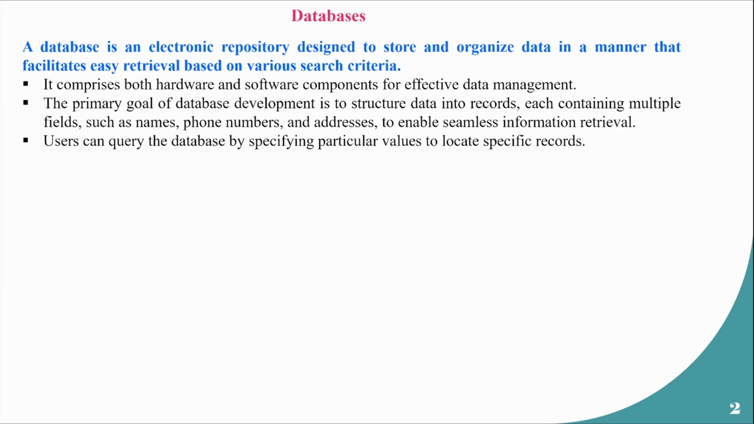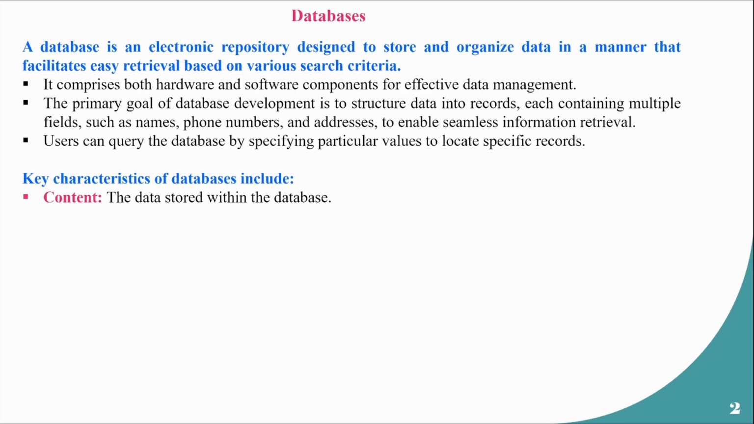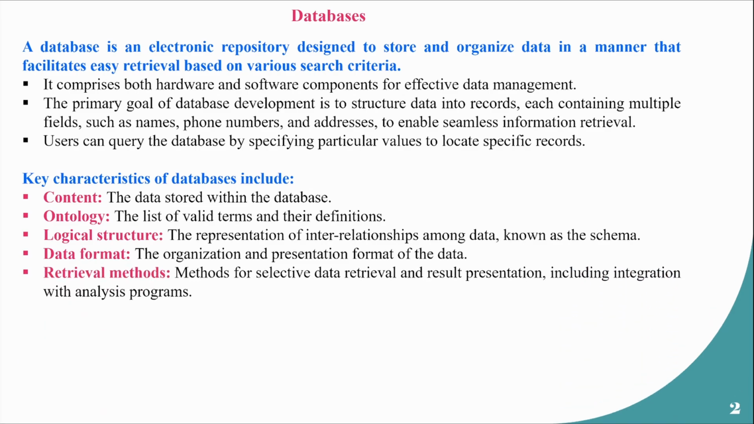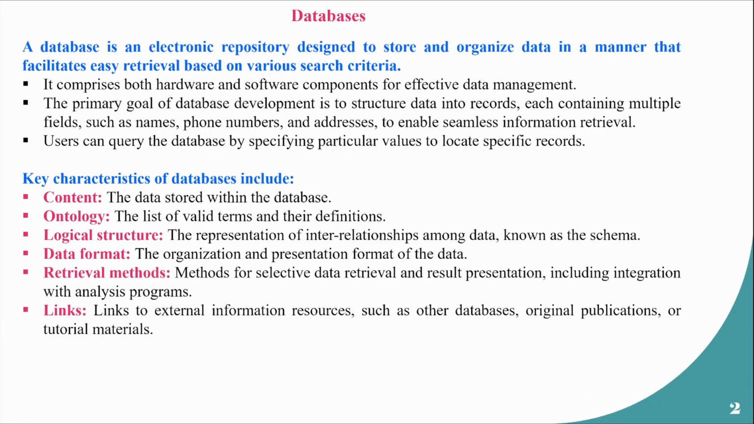Second, you can query the database by specifying particular values. Some of the key characteristic features include, first of all, the content, the base data that is stored in the database, then ontology, the list of valid terms and their definitions, then logical structure, that is the interrelationships among data, which is also known as schema, the data format, the retrieval methods, analysis programs, and also links to other external information resources such as other databases, original publications, tutorials, etc. So basically, it has to be very well annotated and highly integrated with resources outside of the database as well, right? So those are some of the crucial features of a database.